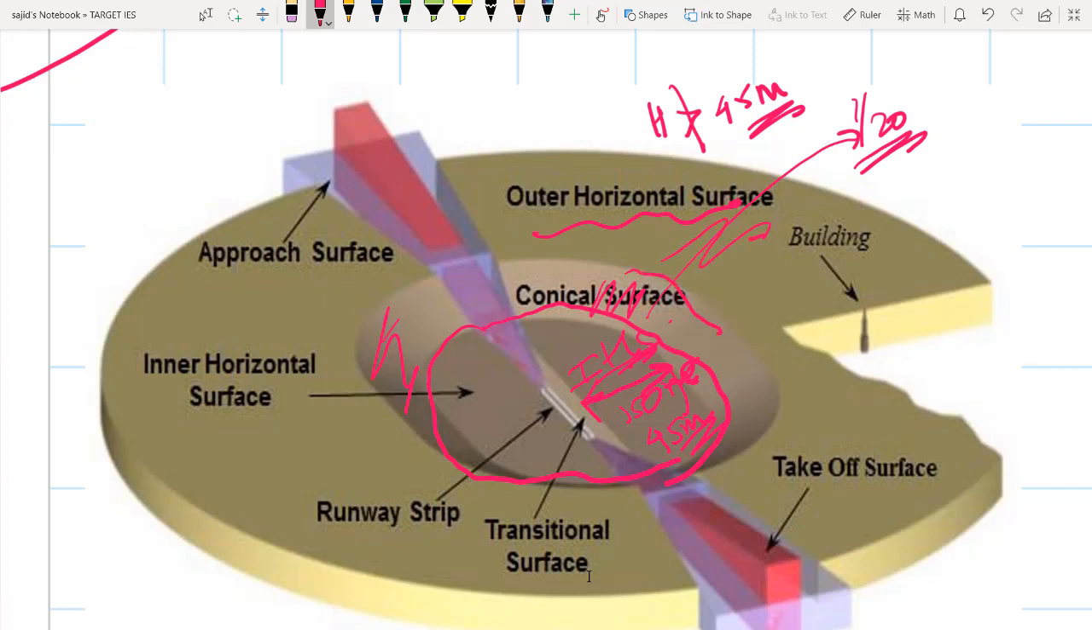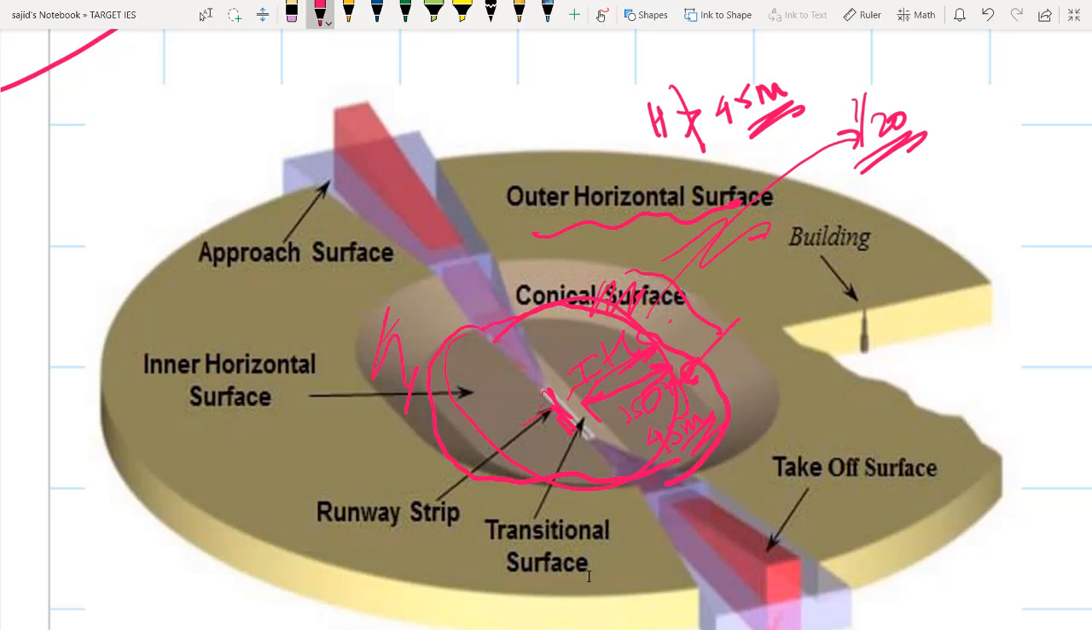So this is like an imaginary way. You can obviously imagine, right? So here next to your runway comes your transition zone. On the other sides of this transition zone you will be having the inner horizontal surface. In the inner horizontal surface area, no building should have a height of more than 45 meters.